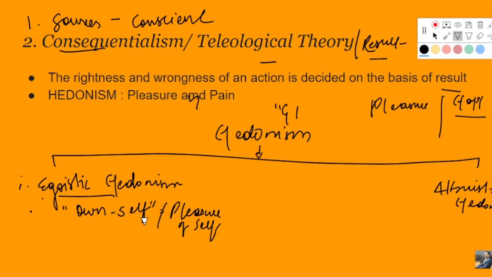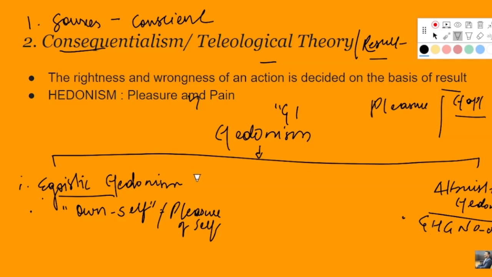Whereas altruistic hedonism deals with the concept of greatest happiness of the greatest number, right? It is very much utilitarian in nature, which is mainly concerned about the community, beyond the individual. This is altruistic hedonism. By the term itself, altruistic means taking into consideration the interest of the community, the others as well, right? So it propounds the idea of greatest happiness of the greatest number.